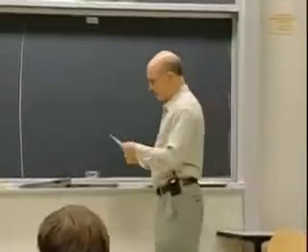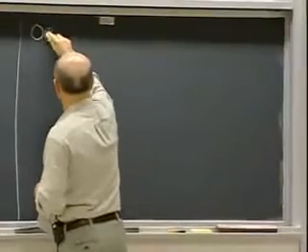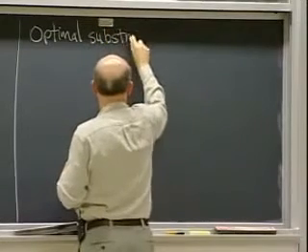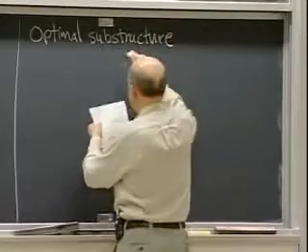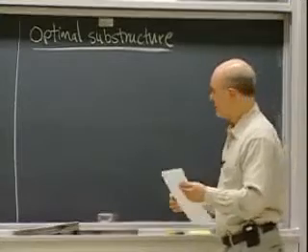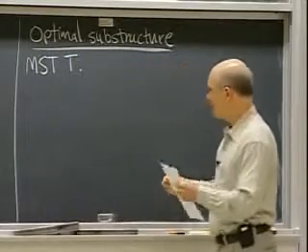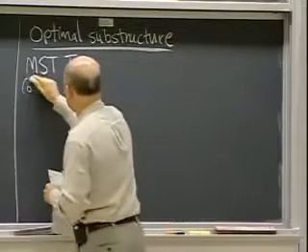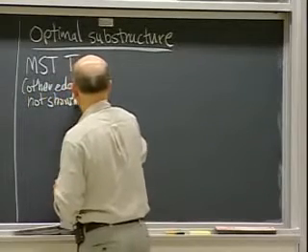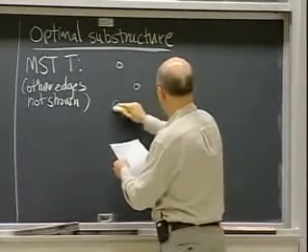Okay, so let's first make some observations about this puzzle, and what I want to do is remind you about the optimal substructure property, because it turns out minimum spanning tree has a great optimal substructure property. So the setup is we're going to have some minimum spanning tree, let's call it T. Okay, so here's a graph.